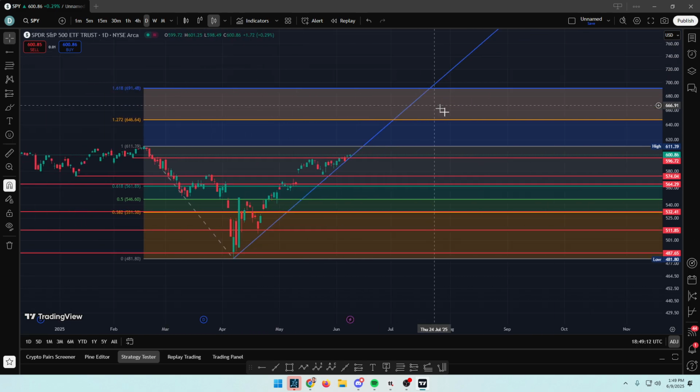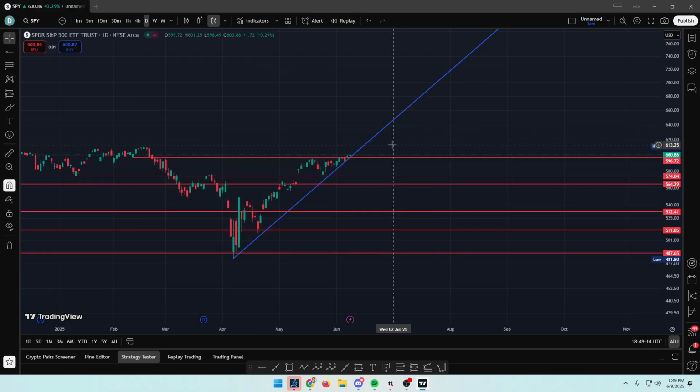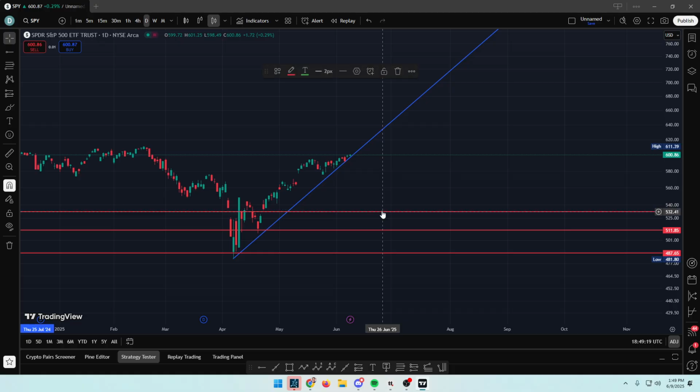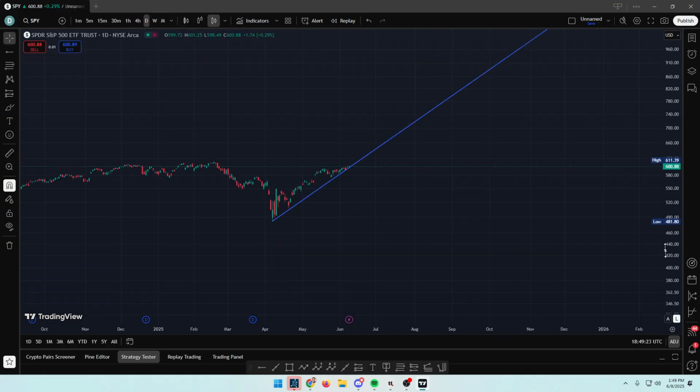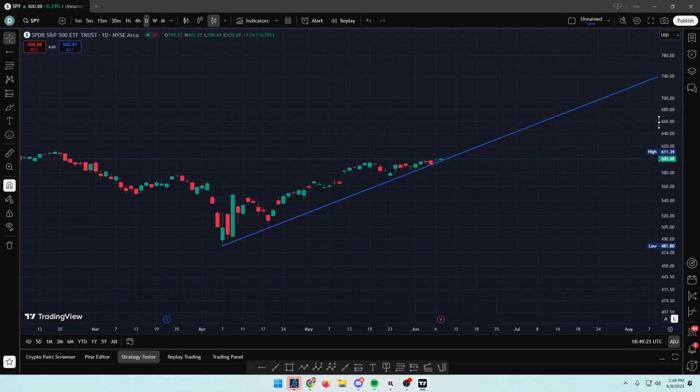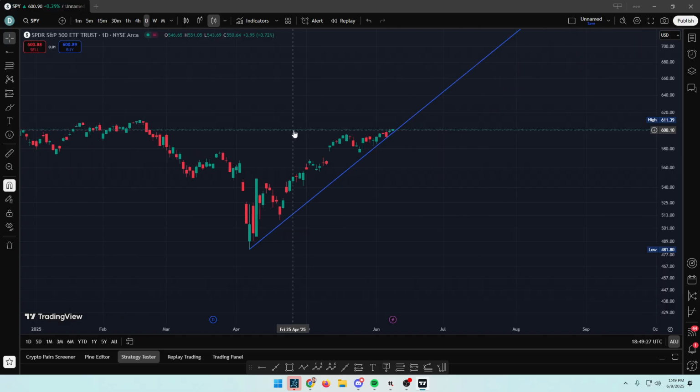Y'all know one reason why it's bouncing is that these are psychological numbers. It's more about human behavior. And once again, the market is made up of people buying and selling based on fear and greed.